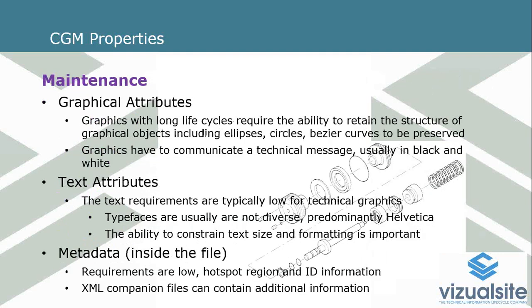So now we'll look at those in a bit more detail, each of those sections. So the CGM properties, the maintenance, the graphical attributes: usually these files are used for long life cycles, so we really need to be able to retain that structure, and the structure of, say, ellipses and circles and vesicles. We don't want to break these down into polylines and so forth and lose their ability to edit them. They also have to communicate a technical message, usually in black and white.